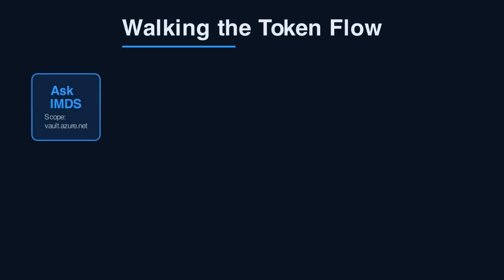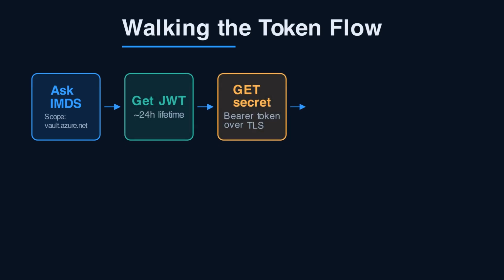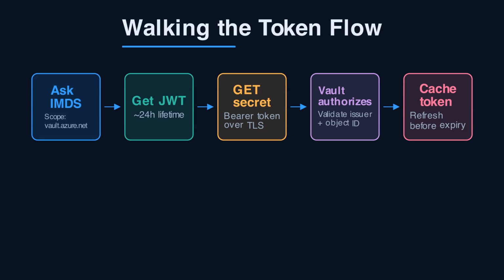Let's trace one request step by step. The app's runtime hits the Azure Instance Metadata Service endpoint on a link-local address, asking for a token scoped to vault.azure.net. The platform, holding the identity's credential, returns a short-lived JWT, typically valid about 24 hours. The app then sends an HTTPS GET to the vault with that bearer token. Key Vault validates the token's issuer and object ID, checks authorization, and returns the secret value. The SDK caches the token and refreshes it before expiry, so most calls never touch Entra at all.